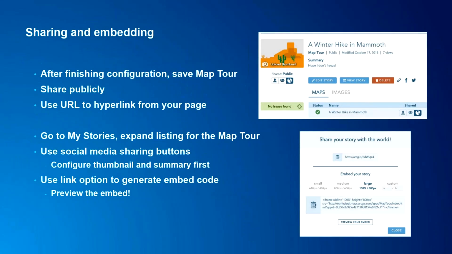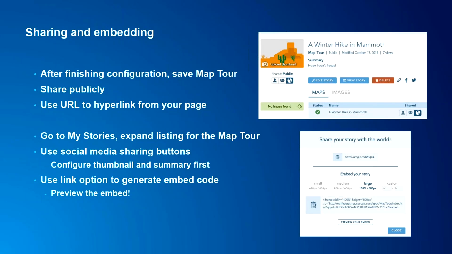All right, so last topic is sharing and embedding. So, you've put all this great work into configuring this map tour. We want to promote it and get it out in front of people. So obviously, once you've finished configuring it, you save it. Hopefully you've been doing that along the way. Then if it's something you're intending to put out publicly, you need to share it publicly. There's an option to do that from within the map tour builder interface. There's a sharing capability there, and that'll generate a URL for you if you want to just give that URL to your web team to hyperlink to from your page so it launches.